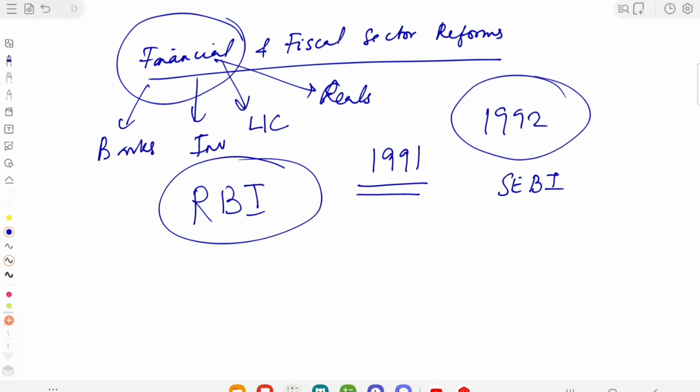All those things started being considered one by one, and so that is in short about the financial sector reforms. So at least a few points you will have to memorize. There is no way out other than that.